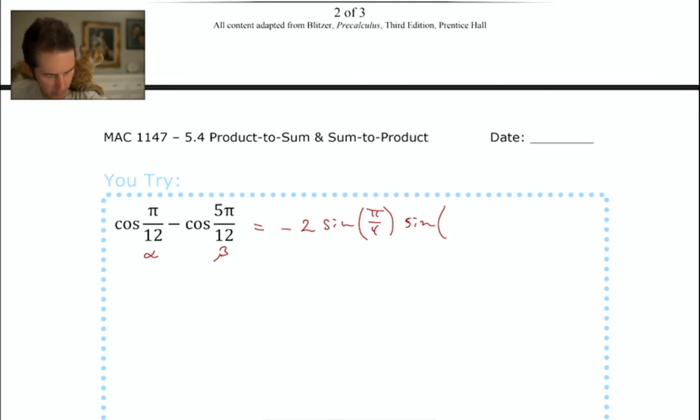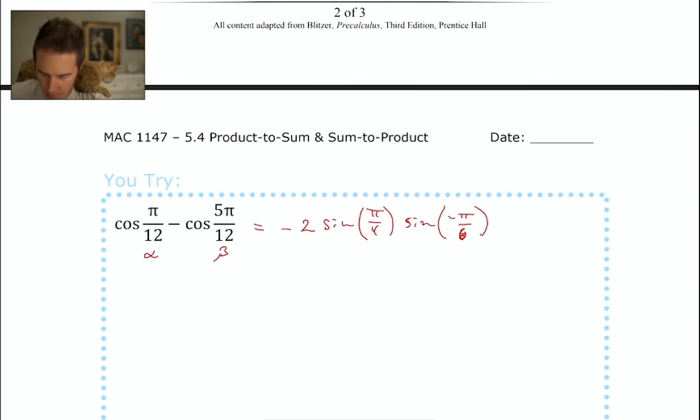Negative pi over 3, negative pi over 6. Now, remember, we've talked about this a couple times already, that the sine is an odd function, which means that the negative that's inside there with the pi over 6 could be sort of factored out. It's not really being factored out, but it's a property of odd functions.